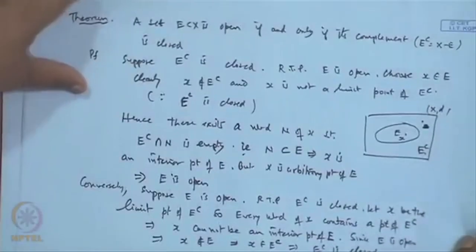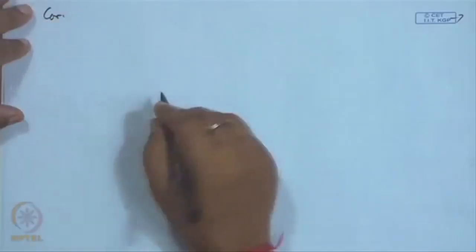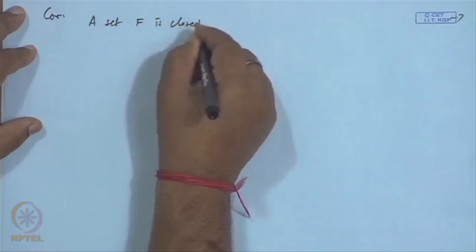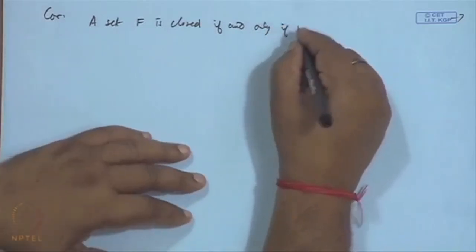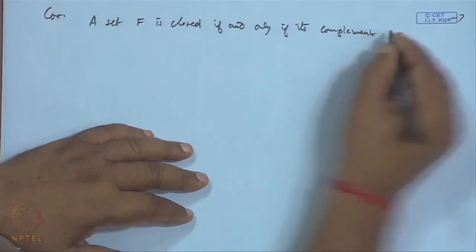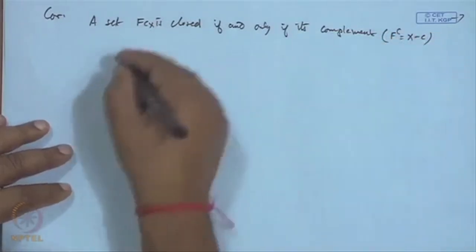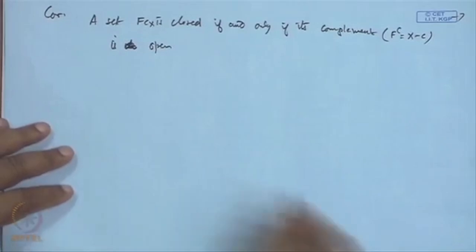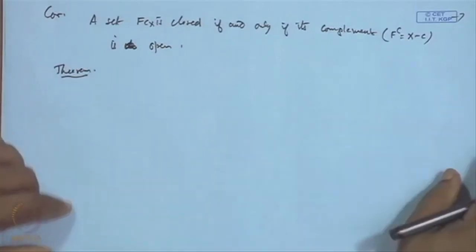Now, as a corollary of this, a set F is closed if and only if its complement is open. Here F is a subset of X, and the complement F^c, which is X minus F, is open. This proof goes just like the previous one. From the previous theorem, we can derive this corollary easily, so there is no point in wasting time.